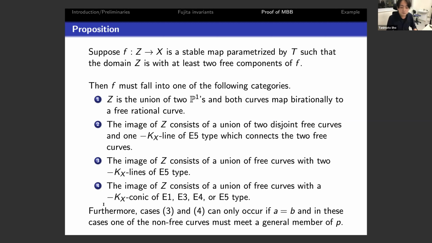And the third, the image of Z consists of a union of free curves with two minus K_X lines of E5 type. So two free curves, and then two minus K_X lines connect them. So that's the situation. And then fourth, the image of Z consists of a union of free curves with a minus K_X conic of E1, E3, E4, or E5 type. So one of these occurs. Moreover, cases 3 and 4 can only occur if a equals b. And in these cases, one of the non-free curves must meet a general member of P.